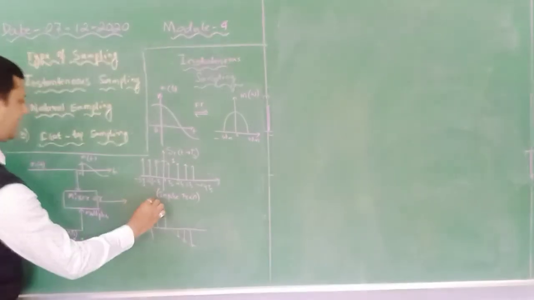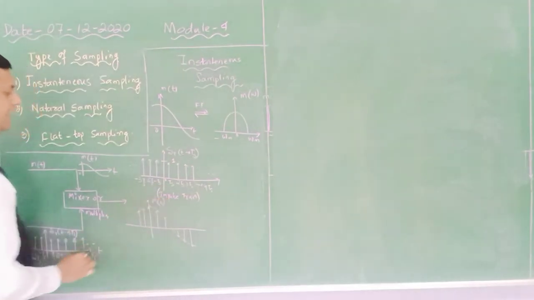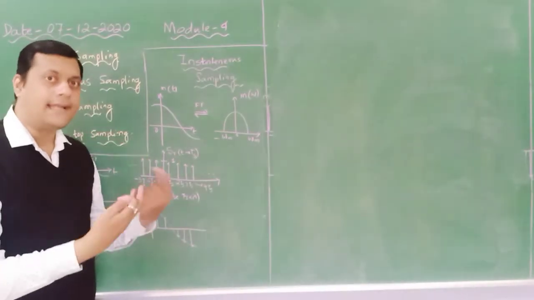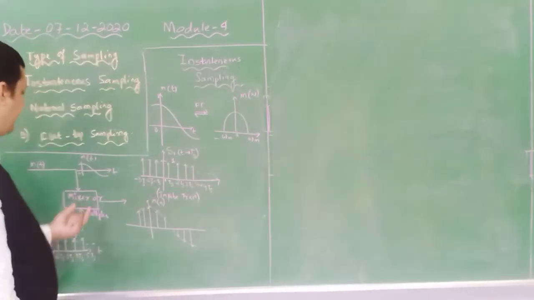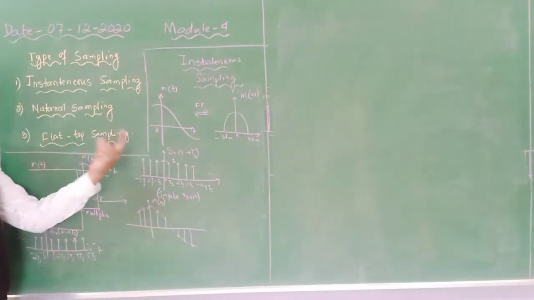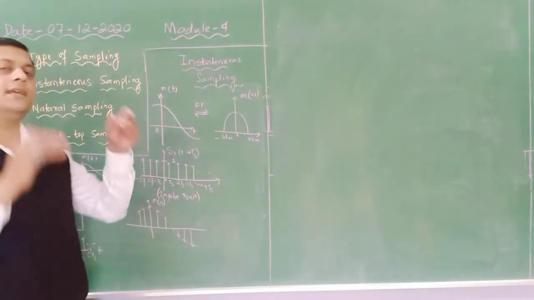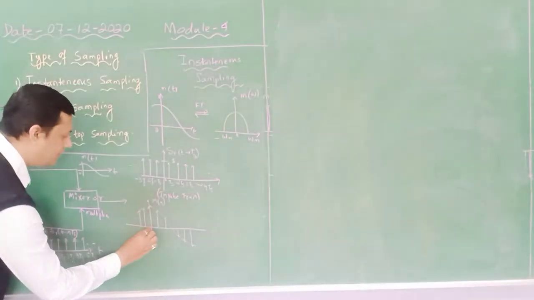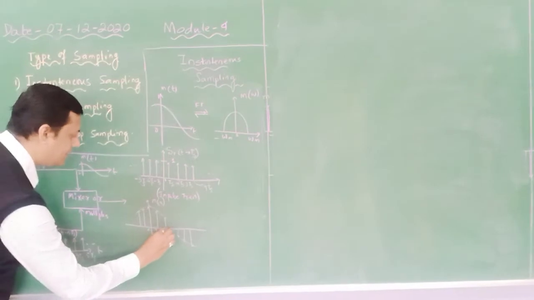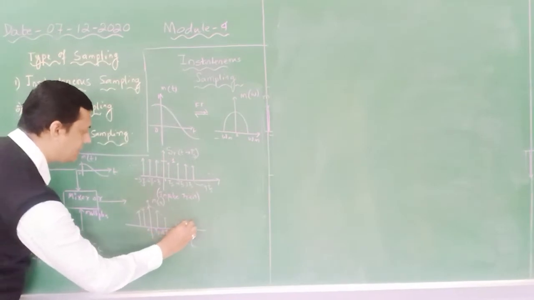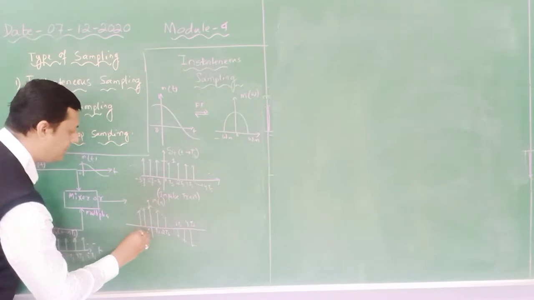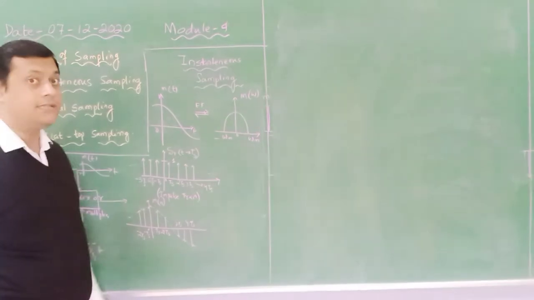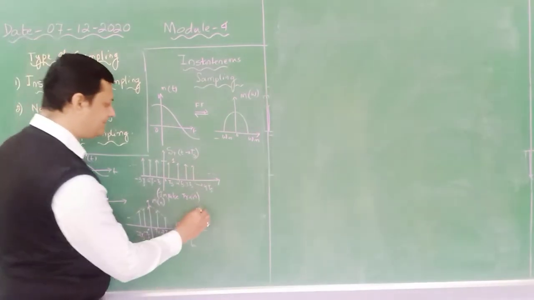So here you can call it m of n, because there is no sampling, it means it is the quantized signal directly. Why? When you multiply this impulse with any particular function, the resultant will be that function at the fixed point. So this is Ts, this is 2Ts, 3Ts, 4Ts, minus Ts, minus 2Ts. Then, this is called an instantaneous sample signal.